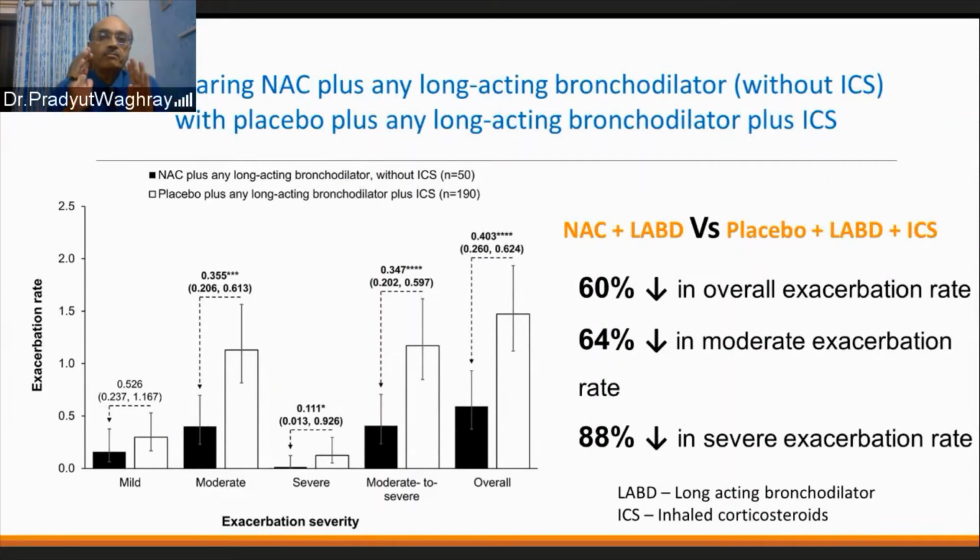Another study was done which compared NAC plus any long-acting bronchodilator, that is LABA, without inhaled corticosteroids, and the second group was placebo plus LABA plus ICS. Okay, so NAC plus LABA without ICS, placebo plus LABA with ICS. And it's shown again, the black one is the NAC group and the white is the placebo group. It was shown that in the NAC plus LABA group without ICS, there was a 60% drop in overall exacerbation rate, 64% drop in moderate exacerbation rate, and very high 88% drop in severe exacerbation rate.